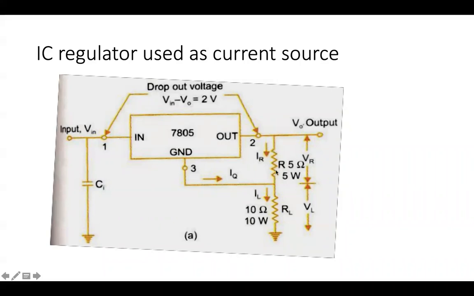And you have current across the resistor R and current across the load RL. Okay, 10 ohms, 10 watts, 5 ohms, 5 watts. So that's about the concept with regards to the IC regulator. Now when the potentials are passing through, there is going to be a drop of about 2 volts, right? So this 2 volts is taken because it has to regulate, it has to check for the input lines, and it has to pass through.